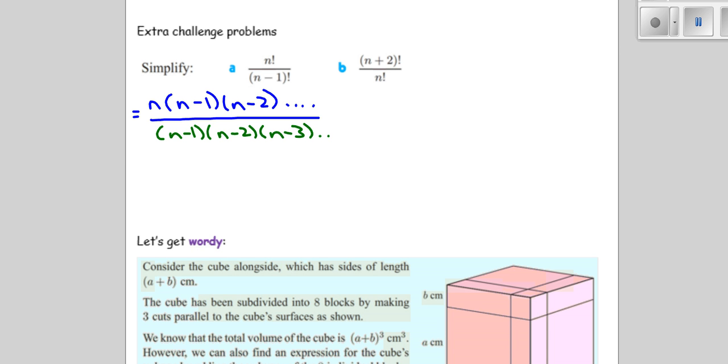Is anything going to cancel out? That and that. What does it simplify to? Yeah, that's bizarre. That thing just breaks down to be 1. I mean, not 1, n.